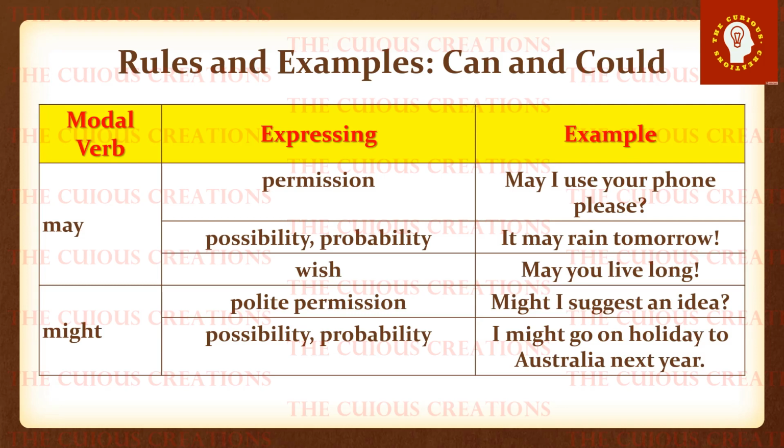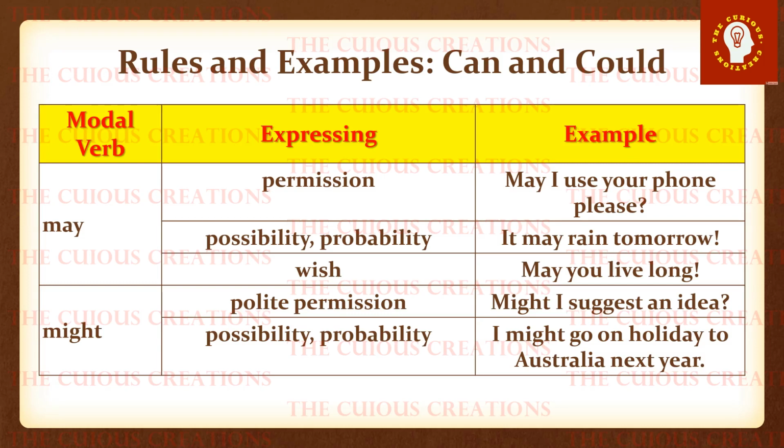After may, we have might. Might is a very polite way of seeking permissions. It is not formal, it is polite. Its use is mostly made when the person is quite senior in experience and knowledge, while the one he is asking is very young but senior in post to him. For example, might I suggest an idea?